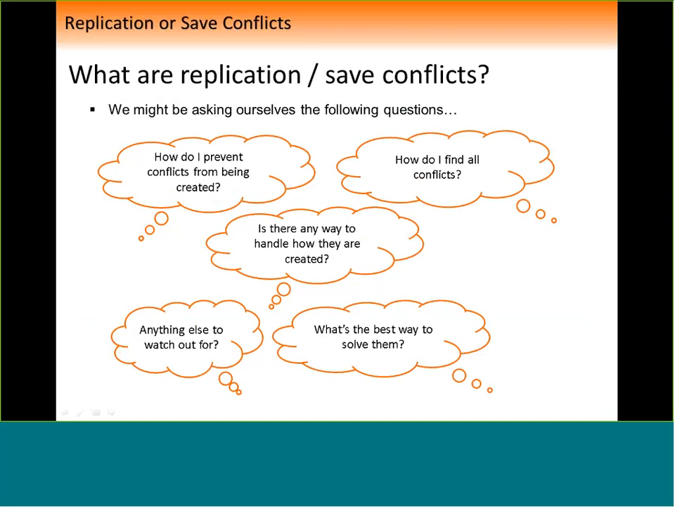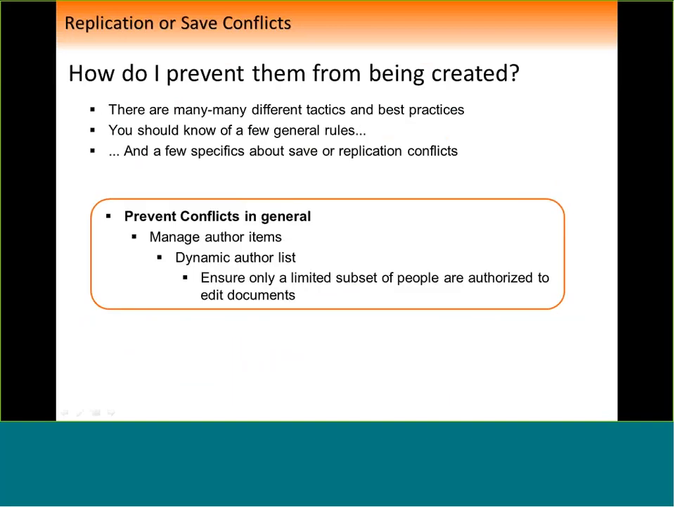What do I do? How do I find them? What's the best way to solve them? So we'll go ahead and look at some of the different scenarios here. One of the best things, obviously, is that an ounce of prevention is worth a pound of cure, right? So one of the best things to do is actually prevent them from happening.